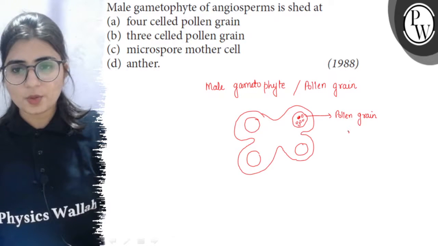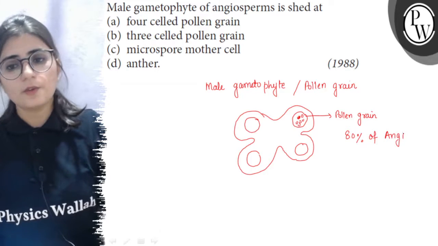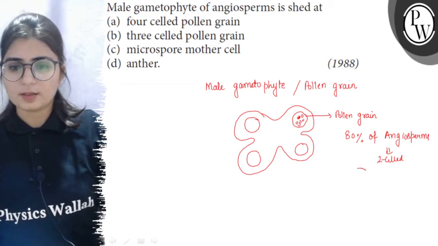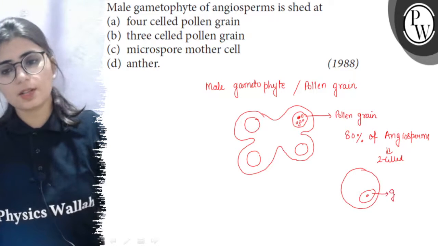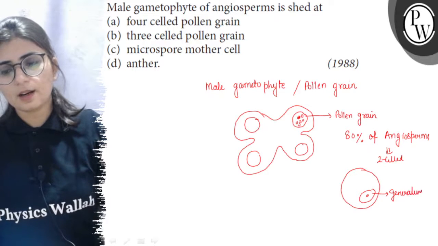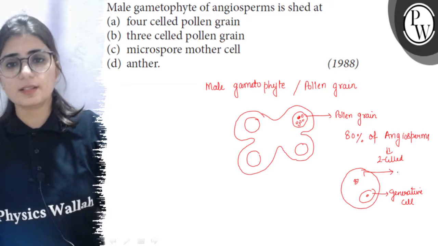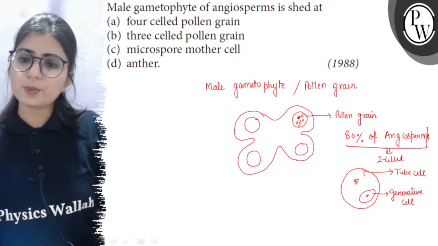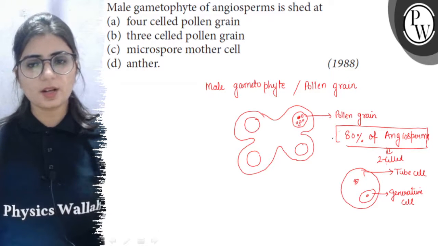At which stage? In most of the angiosperms, say in 80% of angiosperms, when the pollen grains are released from the anther, they are at 2-celled stage. These 2 cells are one small cell called the germ cell or the generative cell, and a larger cell having an irregular nucleus. This larger cell is called the tube cell or the vegetative cell. So in most angiosperms, pollen grains are shed at 2-celled stage, but this is not given in the options, so we can't pick it.